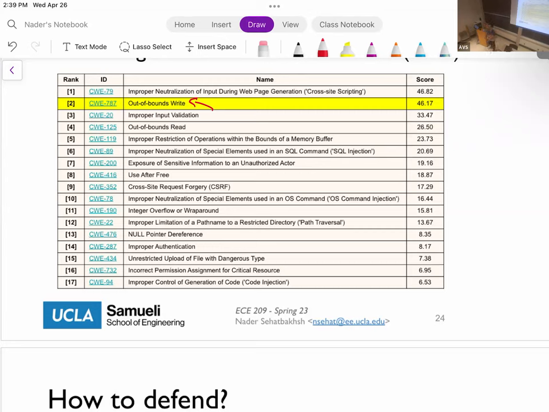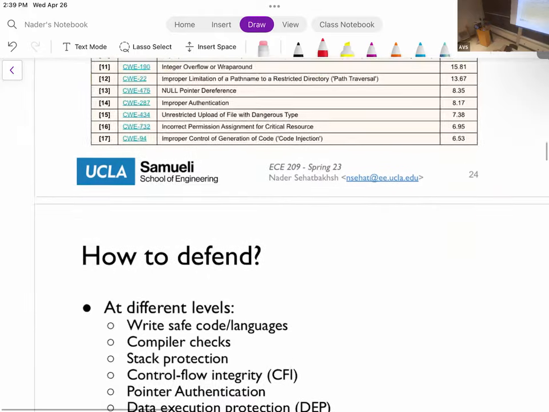Randomized addresses, so that we don't know where the return address is, right? So randomizing it definitely helps. Anything else? All right, so let me go through them one by one.